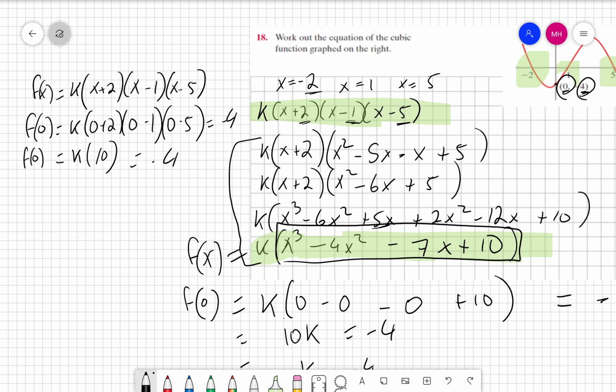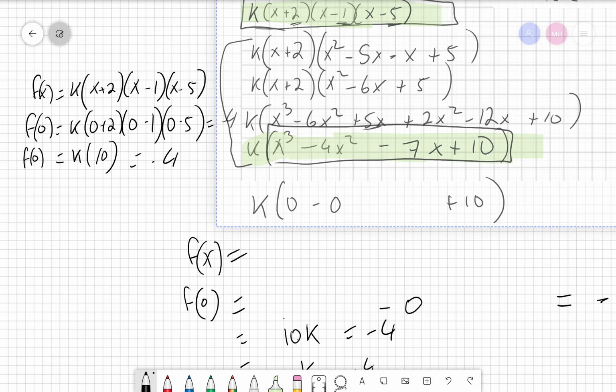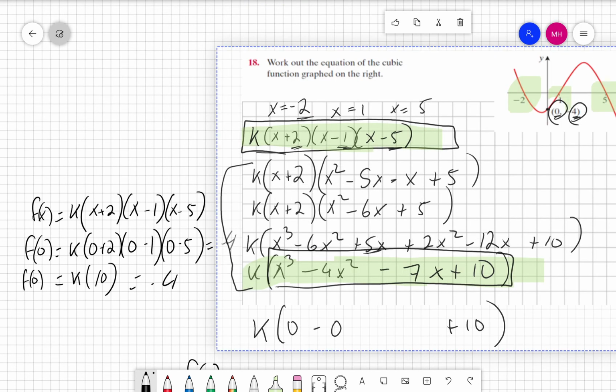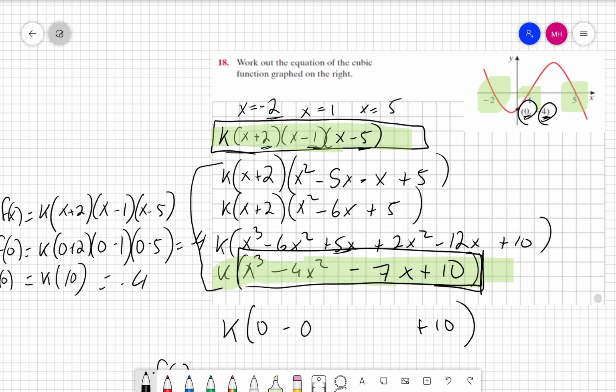So it's a quicker way, but you wouldn't have to do that. If you're asked to write the equation of a cubic function, it's perfectly fine to write it like this. You don't need to multiply it all out and write it like this here. It does not need to be like that, okay?